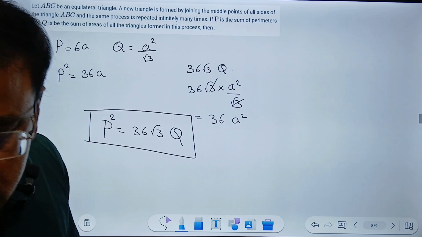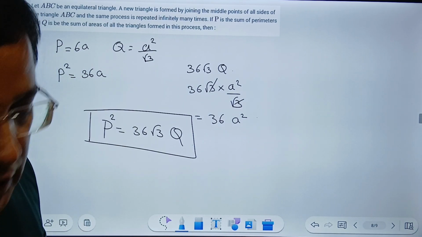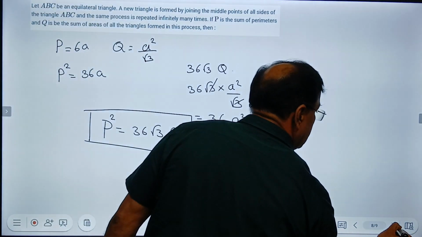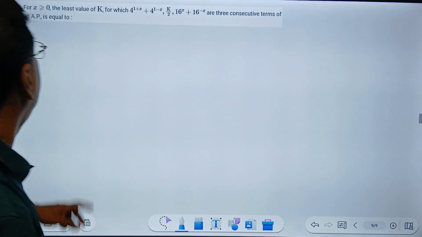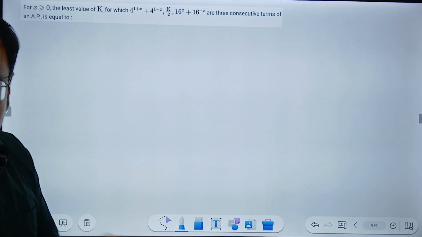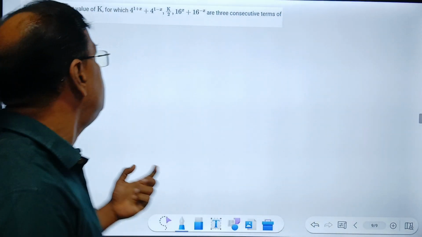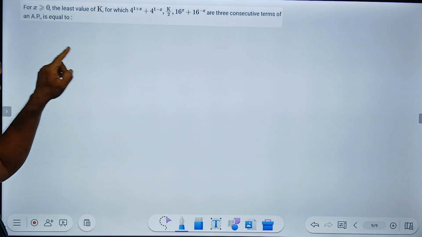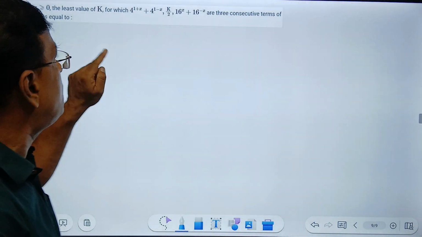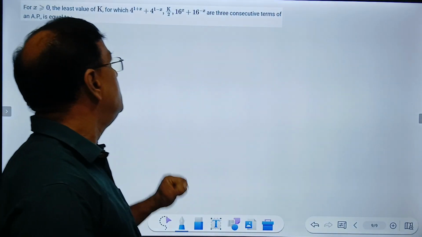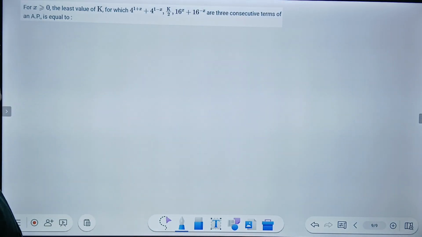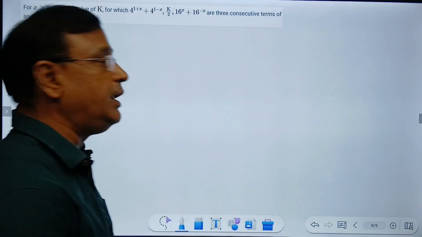Now let's go to the next question. This is the last question for the day, and actually this is a very, very nice problem. X is positive. And he says that 4 power 1 plus X, K by 2, and 16 power X plus 16 power minus X are 3 consecutive terms of an AP.